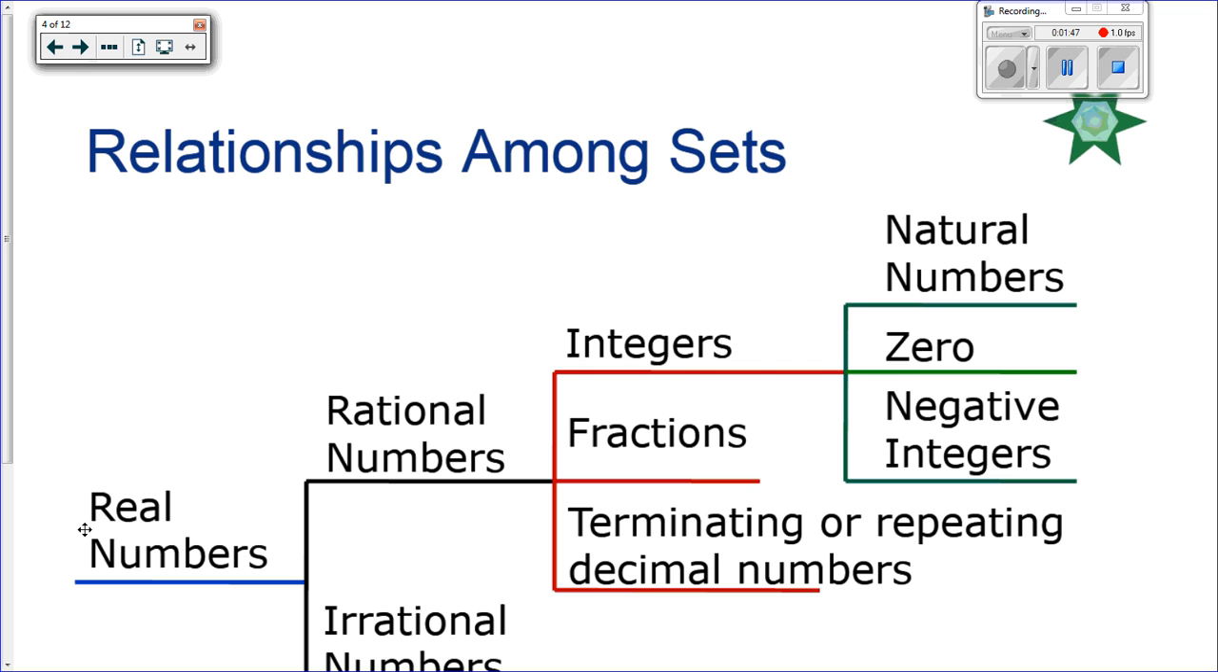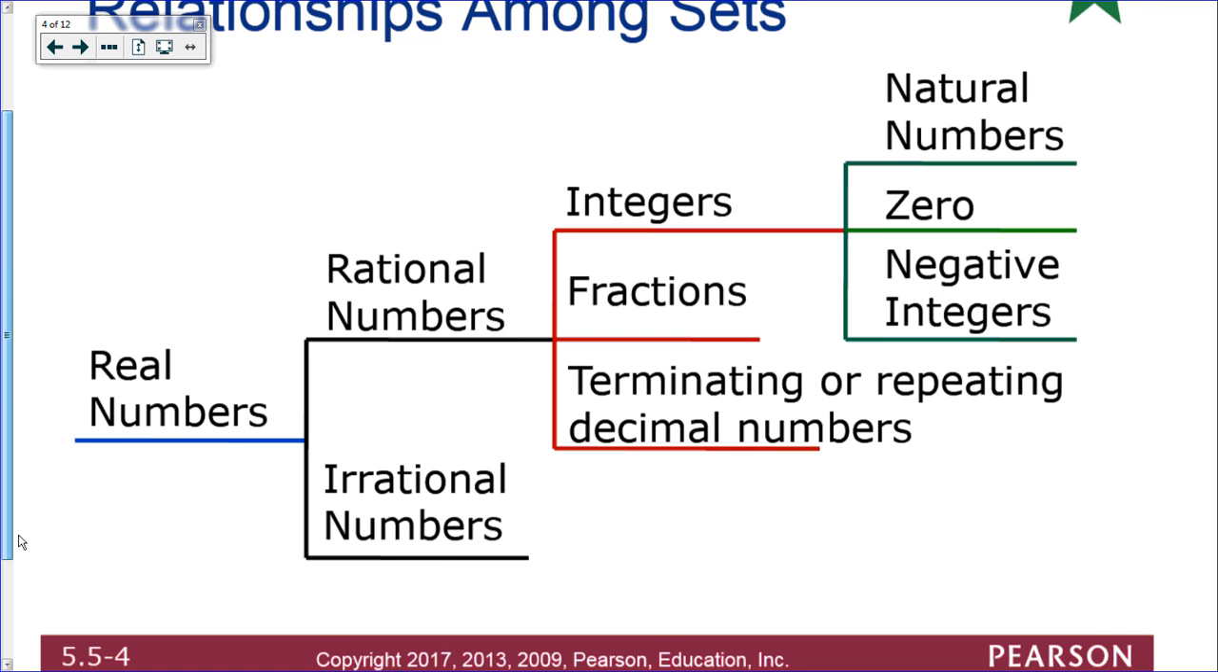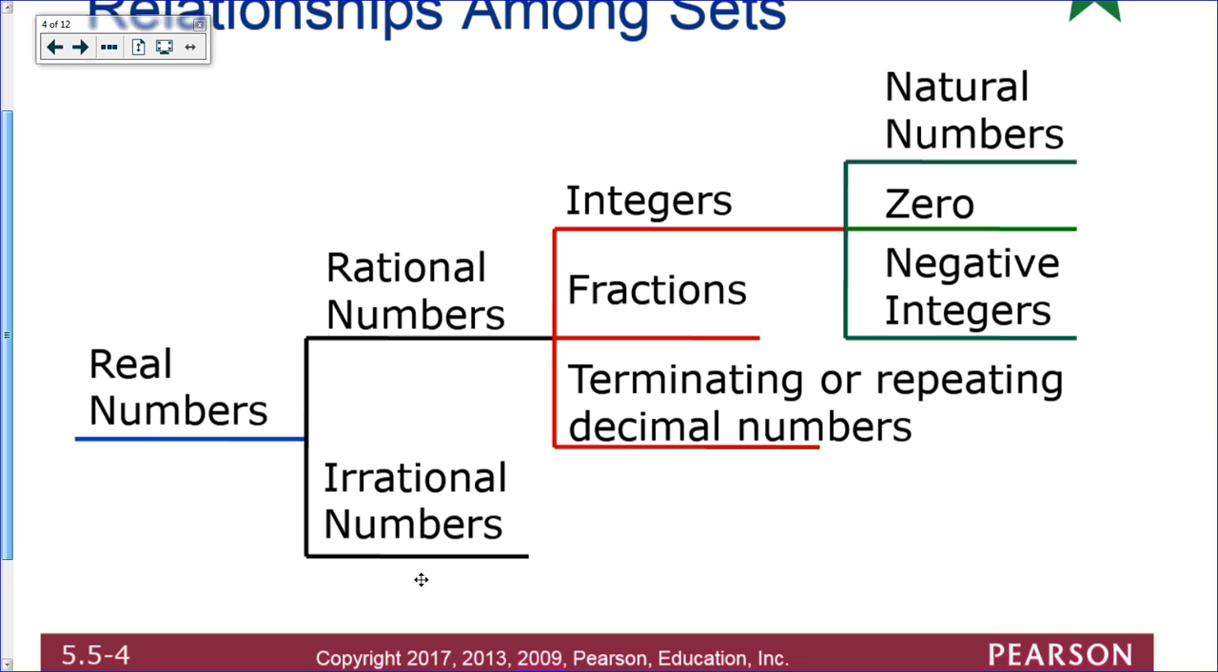So same thing here. The real numbers are made up of rational and irrational. The rational numbers are made of integers, fractions, and terminating or repeating decimals. And then integers are made up of the natural numbers, zero, and negative integers. That's just what they're made up of.